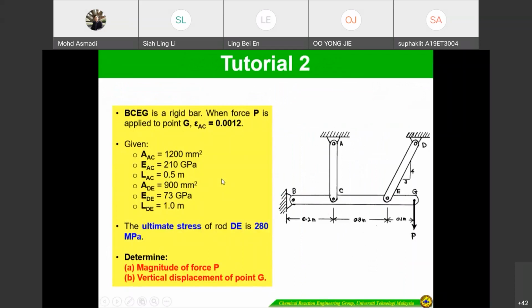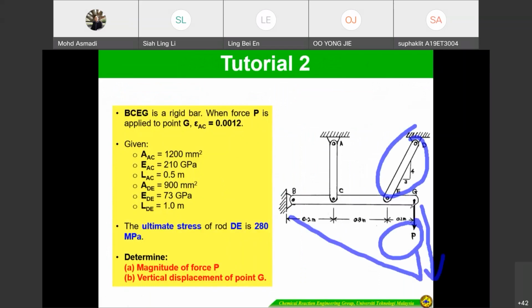Okay, given AAC, EAC, LAC, ADE, EDE, LDE. Okay, and the ultimate stress of the rod DE, this one is 280 megapascal. So we have to determine this P and also the deflection at point G. The deflection at point G, meaning that it's going to be a triangle, because you pull that point G.